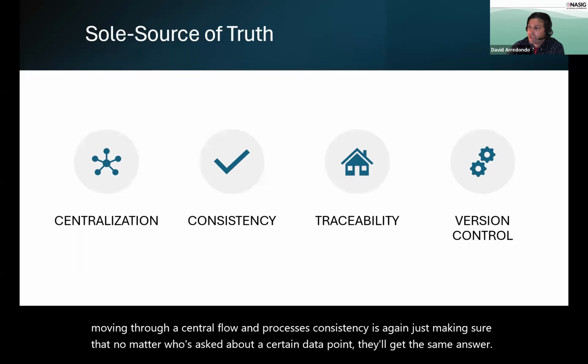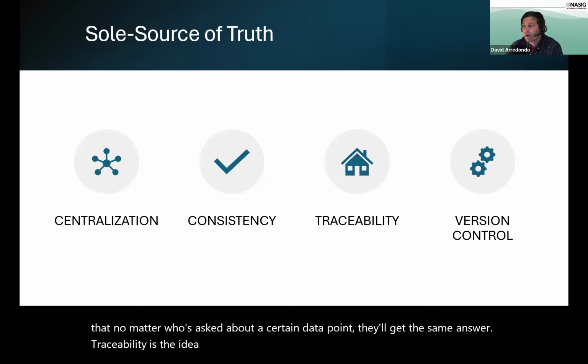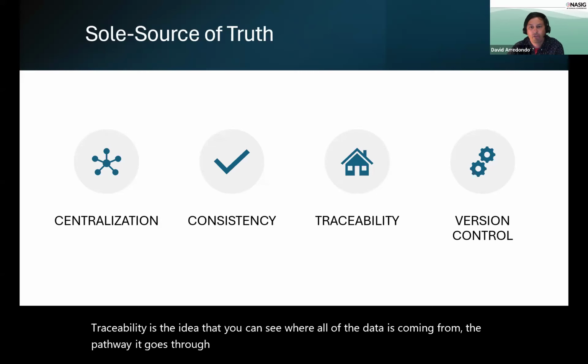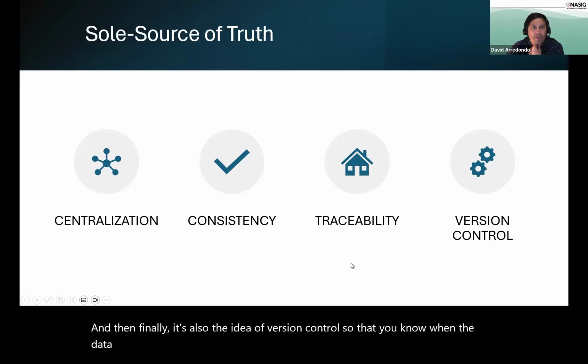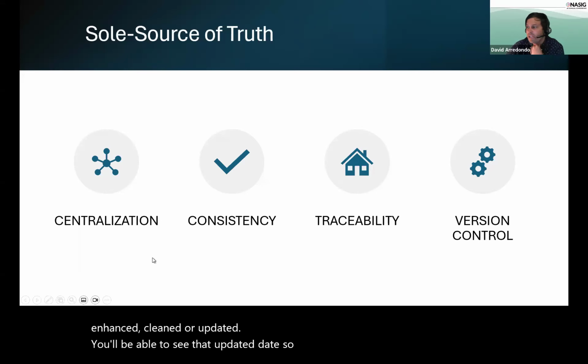Traceability is the idea that you can see where all of the data is coming from, the pathway it goes through, and the things that happen to it before it gets to you. And then finally, it's also the idea of version control, so that when the data is enhanced, cleaned, or updated, you'll be able to see that updated date so you know how current your data is.